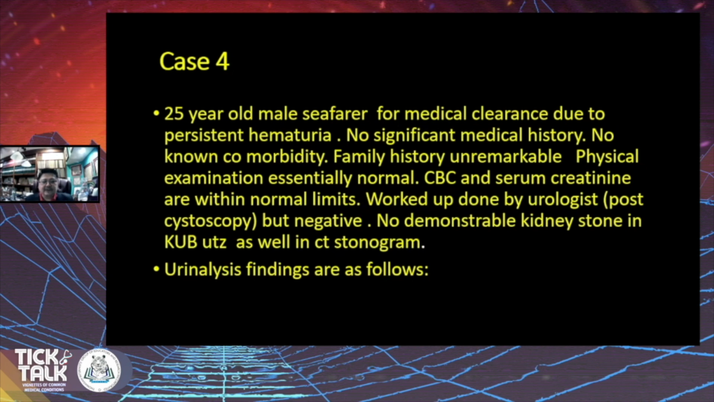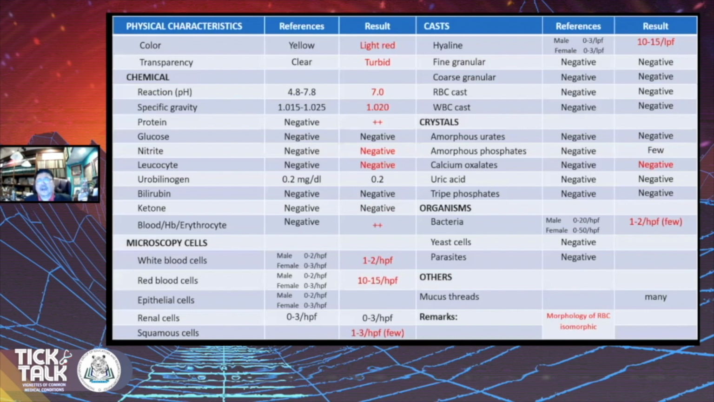No demonstrable kidney stones in CT stonogram. Okay. Usually, doctors, initially screening will be ultrasound, but if it is not seen, then CT stonogram will be definitive. Then this is the urinalysis finding of the seafarer. What you can see here is a light red, turbid, then reaction is alkalotic, then high specific gravity, negative nitrite, leukocyte. There's a microscopic hematuria, 10 to 15, with minimal white blood cell. There's no squamous cell. Hyaline cast, there's high, so quite dehydrated. Bacteria, not significant. And then morphology of RBC is isomorphic.